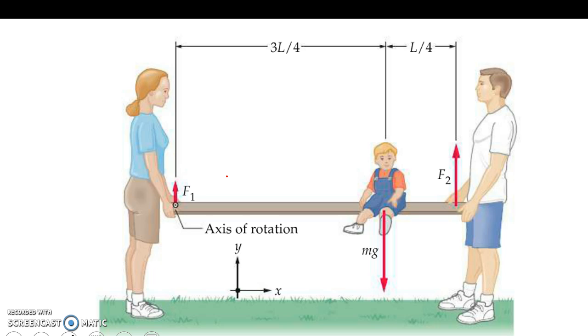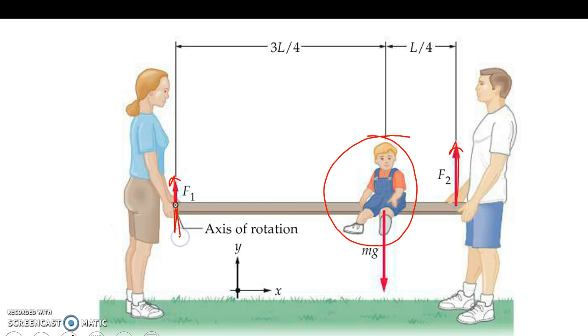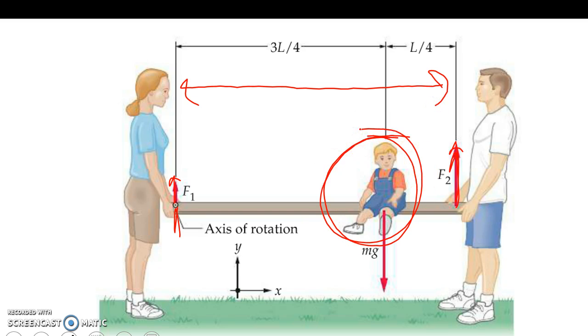So here's my example of this. We have this little guy who's sitting on his plank. This lady is applying this force. This gentleman is applying this force. Now, if this is our axis of rotation here, then this force is this distance away from the rotation, and then this gentleman is this distance away, 3/4 the distance.